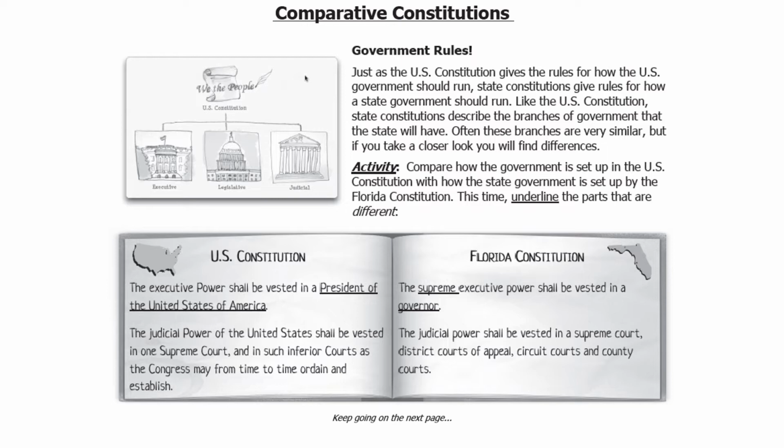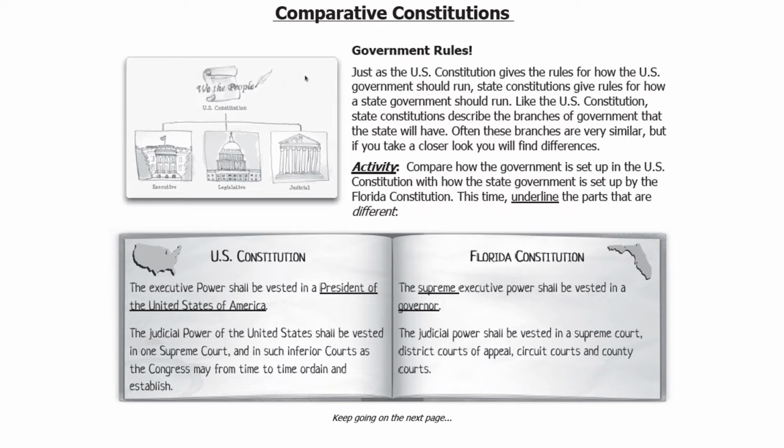So we're going to look for things that are different. U.S. Constitution. The executive power shall be vested in a President of the United States of America. And I'm going to go back and forth between the United States and Florida. The supreme executive power shall be vested in a governor. So we're looking for what is different.